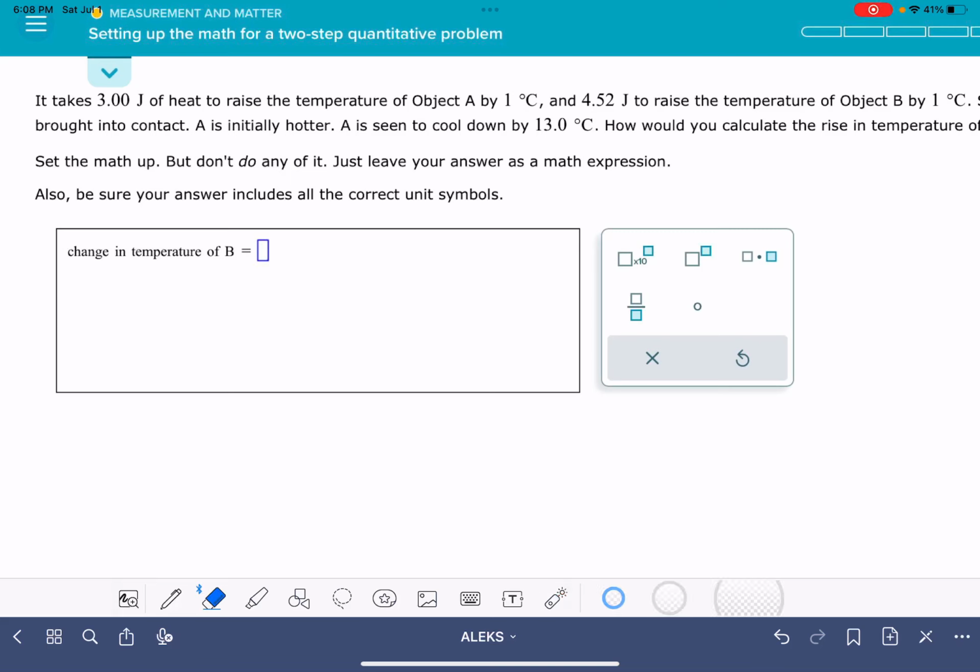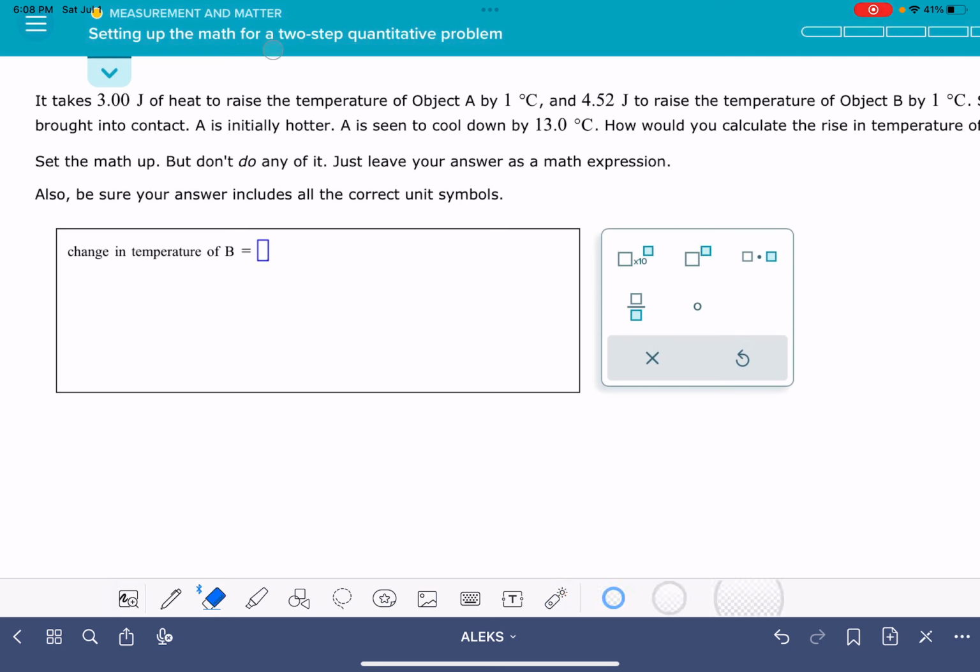In this video, I'll be giving you some tips for solving the ALEKS problem called Setting Up the Math for a Two-Step Quantitative Problem. There are a lot of different variations of this problem, and I'm definitely not going to be able to show all of them to you, but I am going to solve this one, and I'm also going to walk through the process of one of the other versions of this problem, and hopefully that's enough to get you through whatever you're dealing with.